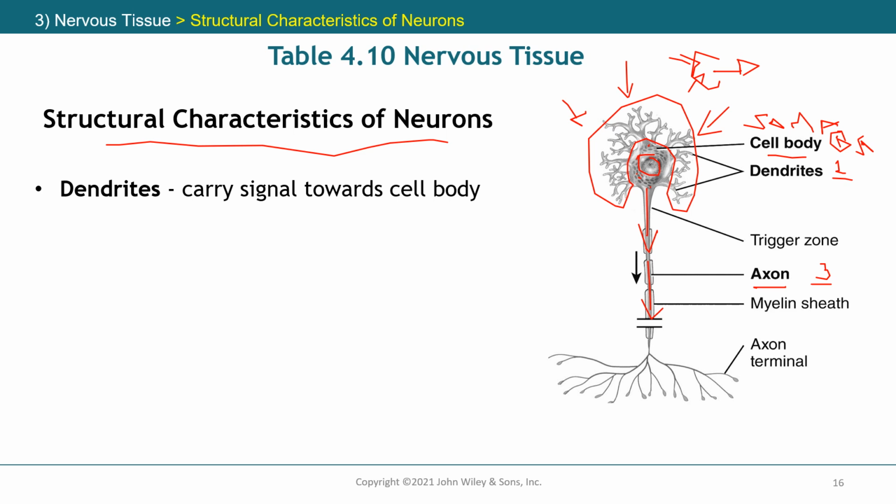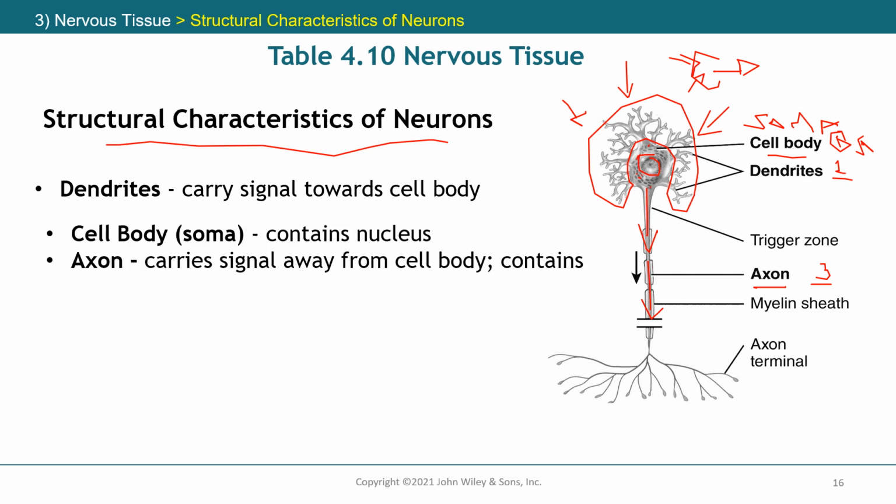There are three anatomical regions: the dendrites that carry the signal toward the cell body or soma, the one that contains the nucleus. And finally, the axon that carries the signal away from the cell body. And this one contains axon terminals and synaptic end bulbs.